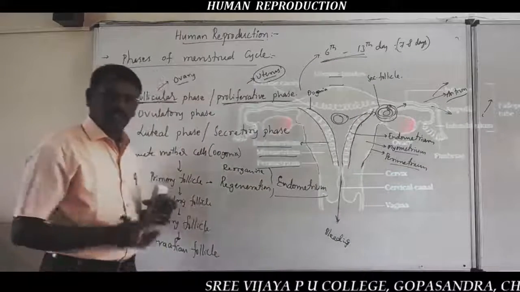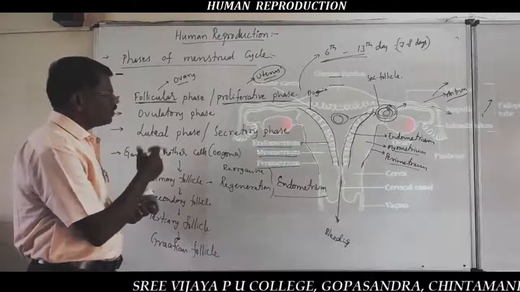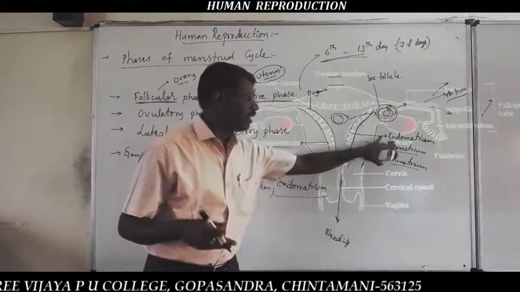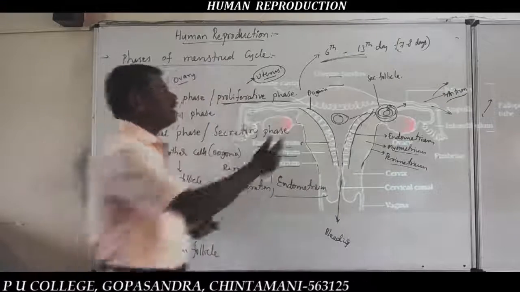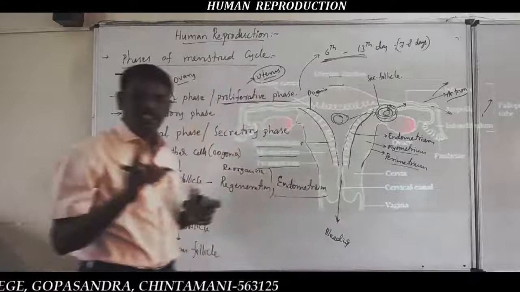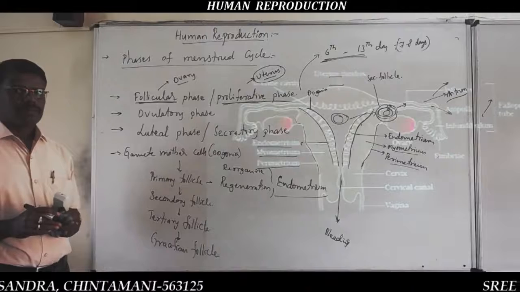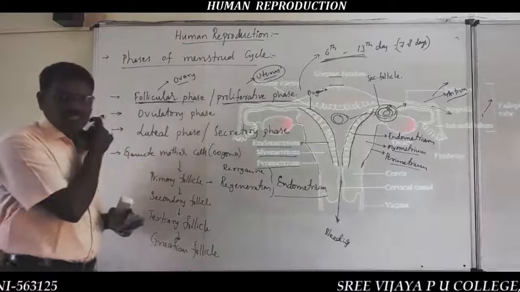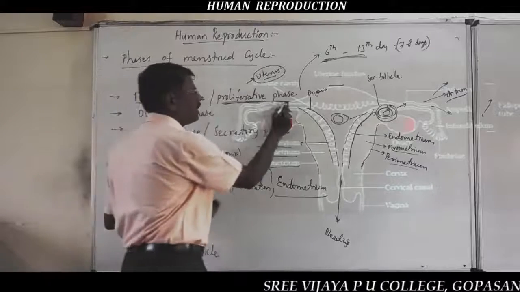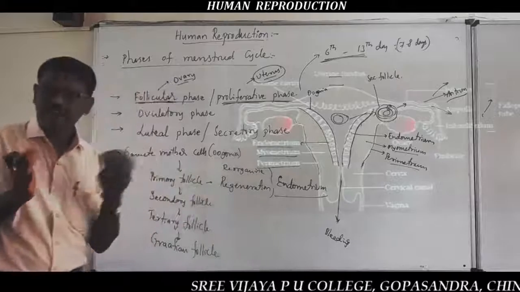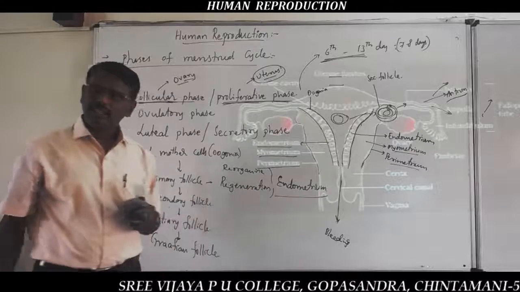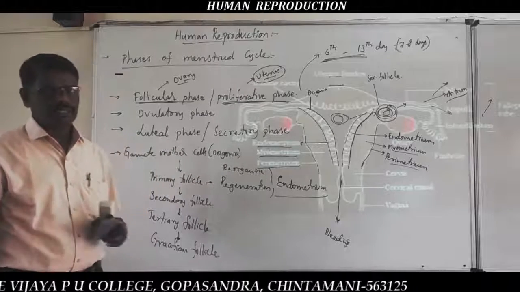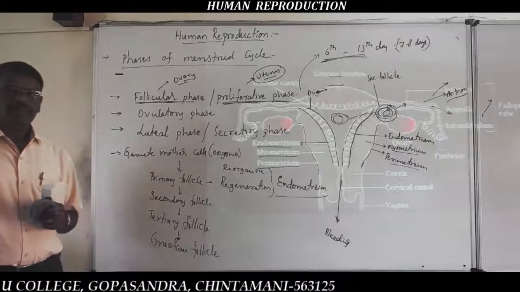The endometrium had shut down in the first phase of the menstrual cycle, that is the menstruation phase or bleeding phase. This endometrium is once again reorganized during the 6th to 13th day of the menstrual cycle. That's why the follicular phase in the ovary and the proliferative phase in the uterus occur simultaneously in the same duration, that is 6th day to 13th day of the menstrual cycle. Got it?